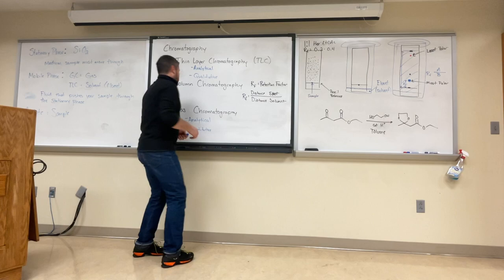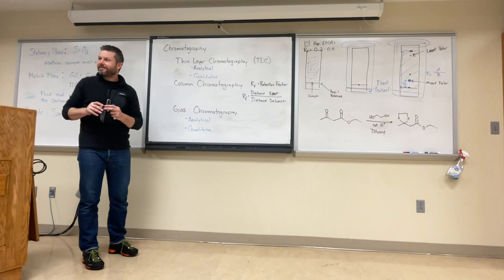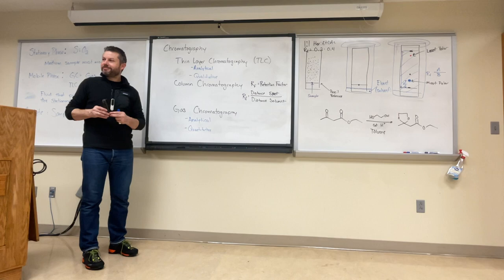Has anyone got any questions? How are you guys going to see the spots? How are you going to see the materials? Will the dots not just show up? I mean, they're organic molecules, right? And your samples, if you look at them, are mostly colorless. They're a little bit yellow, maybe. But yeah.